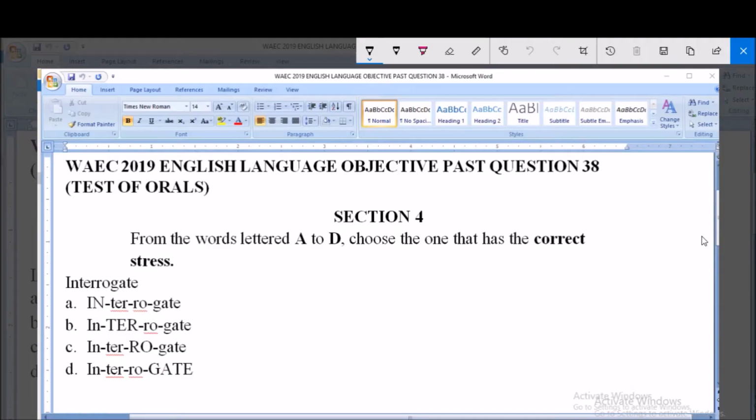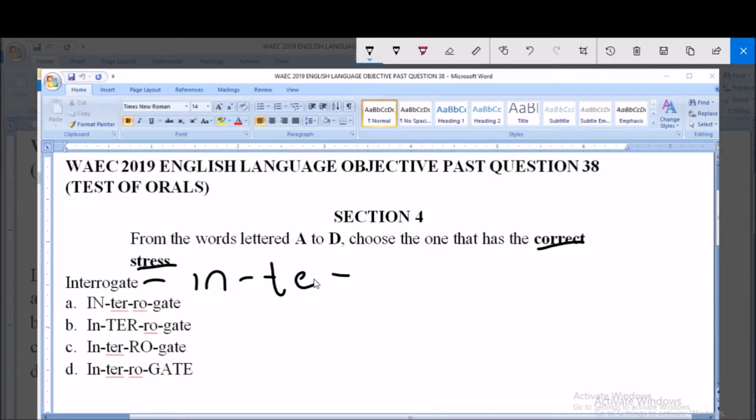I'm going to be answering WAEC 2019 English Language Objective Past Question 38 under Test of Orals Section 4. Now the instruction is: from the words lettered A to D, choose the one that has the correct stress. So we have the word given to us, interrogate. Now interrogate has 4 syllables.